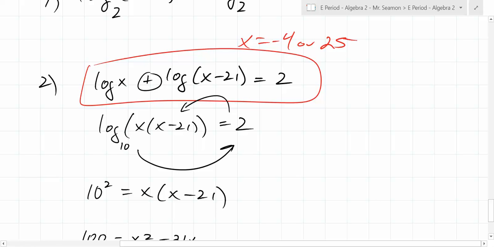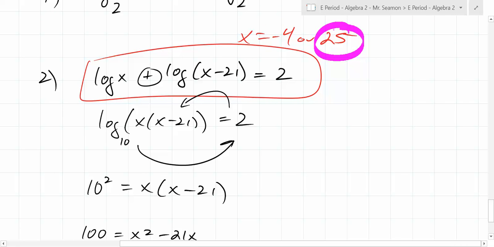Can you plug in negative 4 into this? No, because you can't take the log of a negative number. So when we finish it, there's nothing wrong with our math. We're just checking our answers to see if there's a false positive. Negative 4 can't be plugged in. It's not in the domain. So what's the only answer to this? 25 is the only answer.